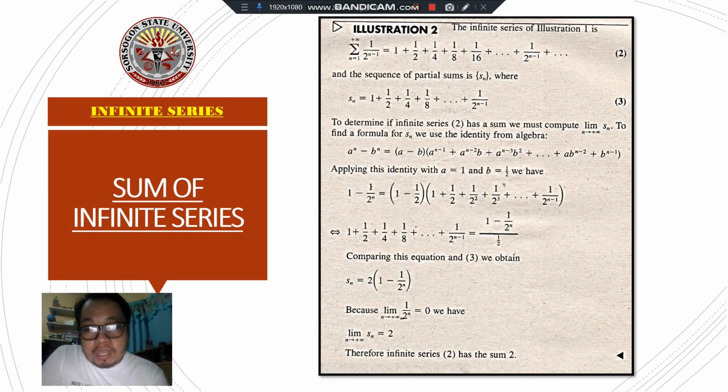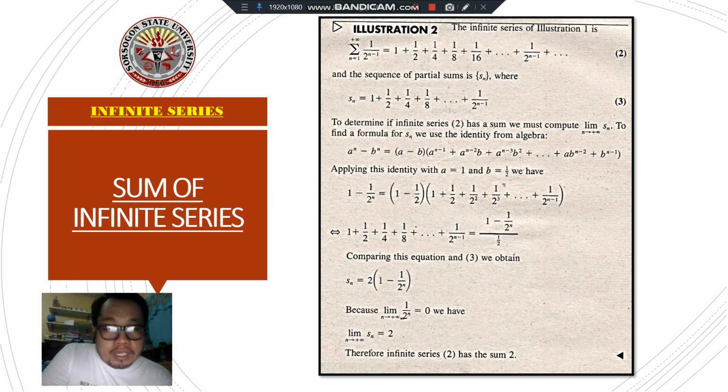So if we're going to find the limit of 1 over 2 raised to n as n approaches positive infinity, that is equal to 0. So replacing 1 over 2 raised to n with 0, that becomes 1 minus 0, which is 1, then times 2. So that is the reason why the limit of S sub n, which is 2 times the quantity 1 minus 1 over 2 raised to n, is equal to 2.